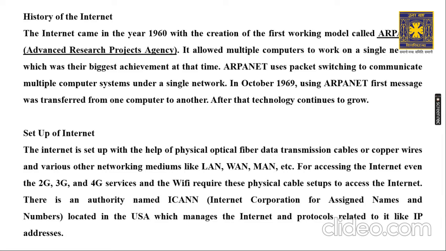And MAN means metropolitan area network, like the network inside the city, like you might have heard about city cable and all, these are all MAN. WAN is your internet, wide area network, and LAN, local area network, is the network of your department. So for accessing the internet, even the 2G, 3G and 4G services and the Wi-Fi require these physical cable setups. There is an authority called ICANN, Internet Corporation for Assigned Names and Numbers, located in the USA, which manages the internet and protocols related to it like IP addresses. So that is the thing.